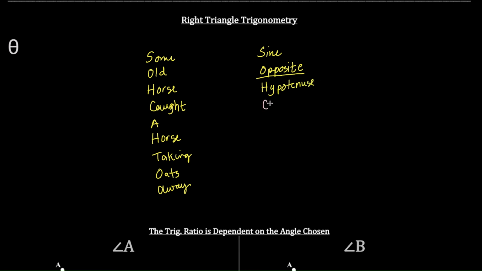and it means that cosine, "caught a horse," is adjacent over hypotenuse. And then we finally have tangent, which is opposite over adjacent.